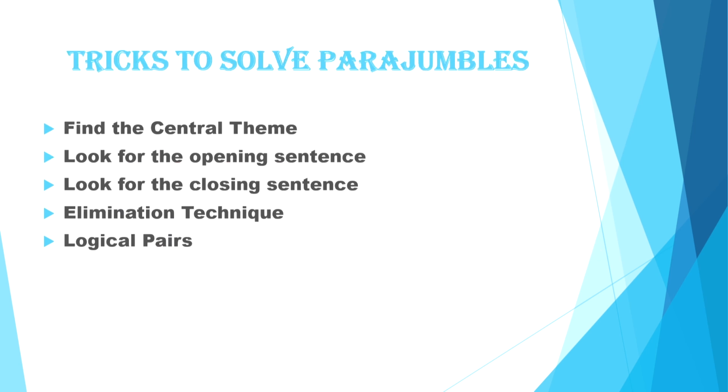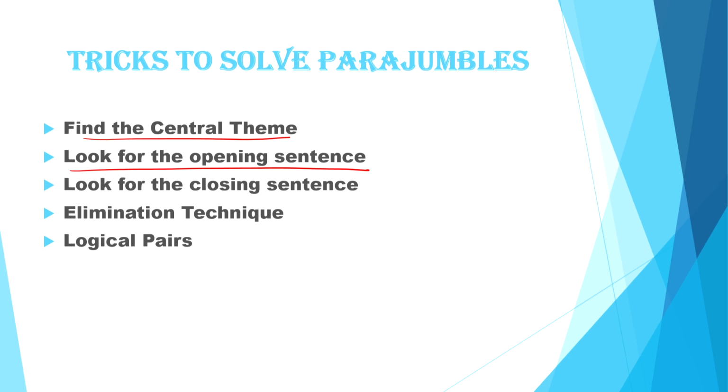Fine. Now, moving on, we will discuss some more tricks to solve parajumbles. So, the first trick is find the central theme. Give the parajumble a quick scan to get a feel of what the passage is about. Find out the central theme of the parajumble. Basically, understanding the central theme helps determine the flow of the story, which goes a long way in helping you piece the paragraph together in the right order. Clear?